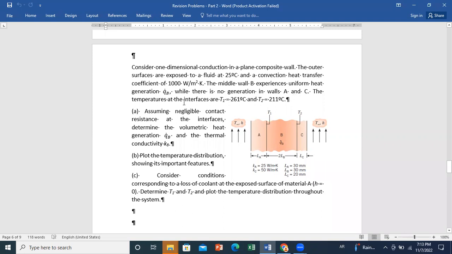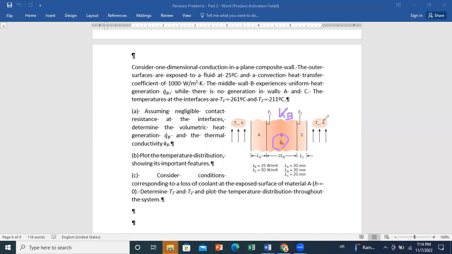The temperatures at the interfaces are T1 equals 261 degrees and T2 equals 211 degrees. The first question is, assuming negligible contact resistance at the interfaces, determine the volumetric heat generation Q dot B and the thermal conductivity of material B. So to start with, we have two unknowns here. We don't know the generation rate, Q dot B, and we don't know the thermal conductivity of the material in the middle between A and C.